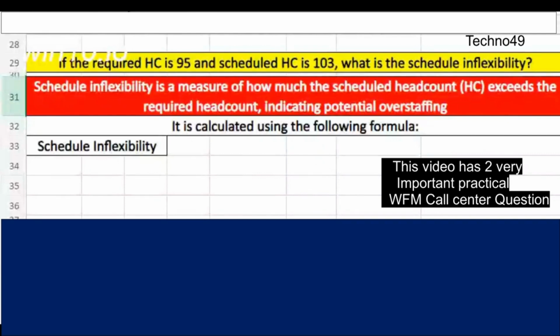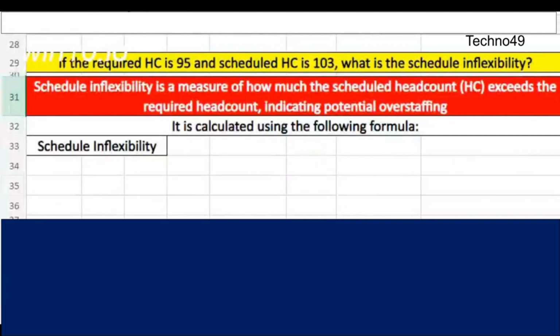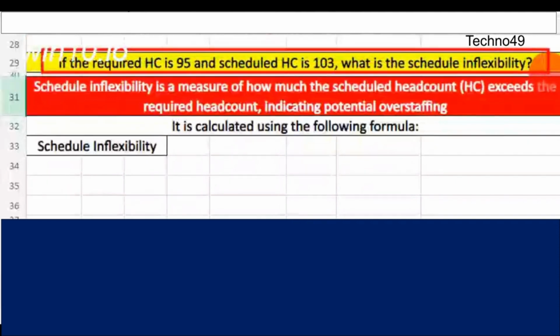So now let's start with the video. So friends, you can see that on my screen, I have put down one question here, which says that if the required head count is 95 and the scheduled head count is 103, so on the basis of those numbers, what would be the schedule inflexibility?